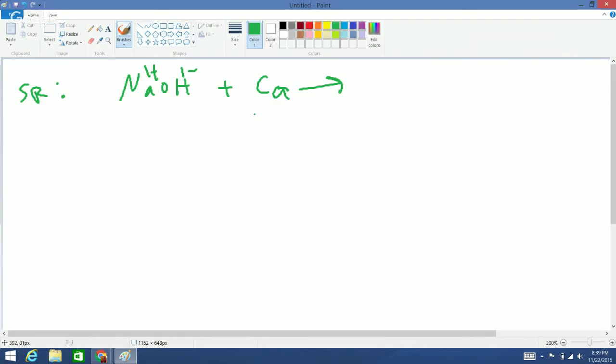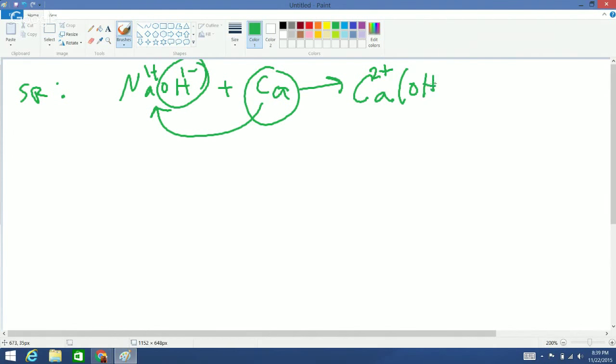But in a single replacement reaction, one replaces the other. This calcium will come in and hook up with Na or OH depending on what it's attracted to. So on the other side, calcium is going to be attracted to Na or OH. If calcium is going to have a charge, it has a 2 plus charge. So calcium, with a 2 plus charge, is going to be attracted to the negative ion and replace the sodium ion. So now calcium is hooked up with hydroxide.